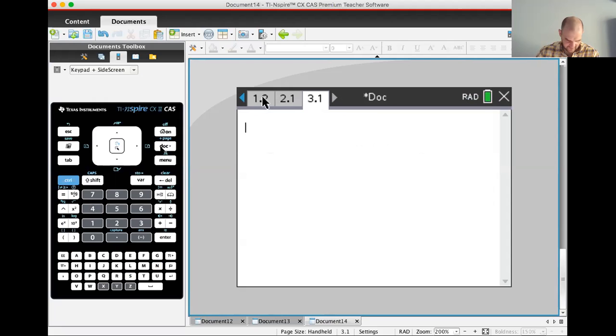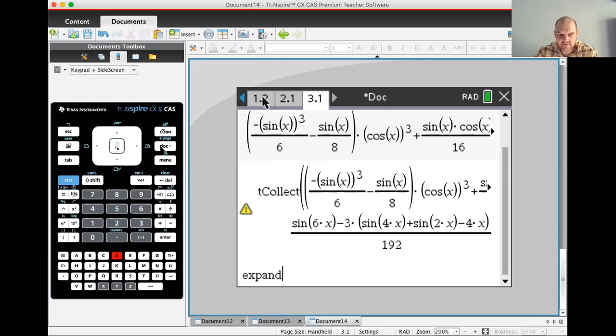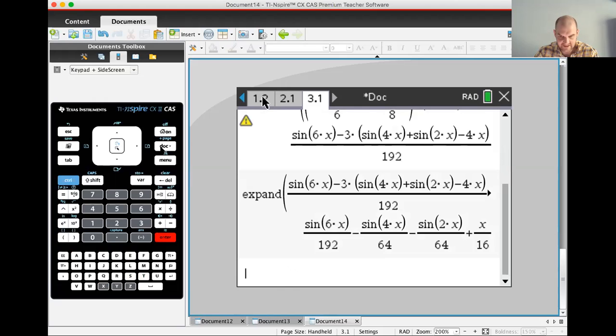Let's see. So for this one, I will try the integral of cosine of x squared. I should just define cosine and sine as a and b, and then I can just do a squared b whatever to the fourth, but didn't. Let's collect that. T-collect. Expand that. No, don't expand. Do expand. Expand. So 1/16th, that's good. 1/64th, and then 4x. I have that, and then I also have this extra part.